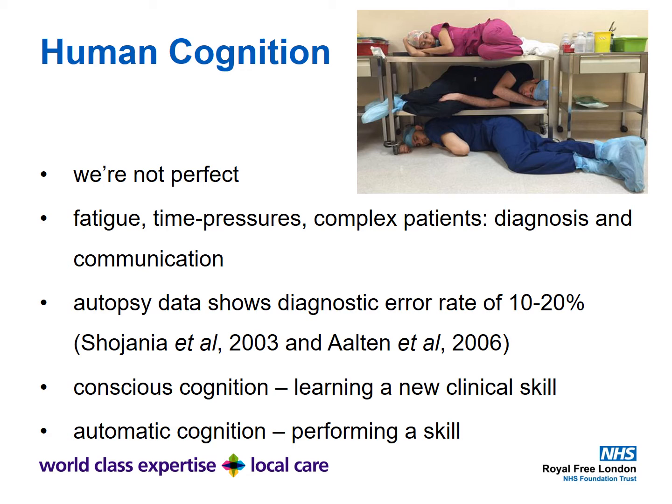from a couple of studies in 03 and 06. There are a couple of types of cognition. One is called conscious cognition, which is learning a new clinical skill, and this is something that can be slow and laborious and requires effort and using working or short-term memory. And this type of conscious thinking is used in certain types of activity, for example, when a new skill is being learnt. It often occurs in a critical situation and requires significant conscious effort.